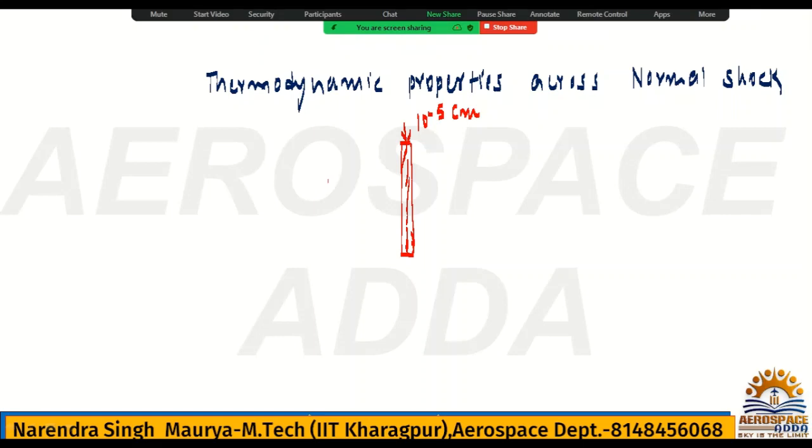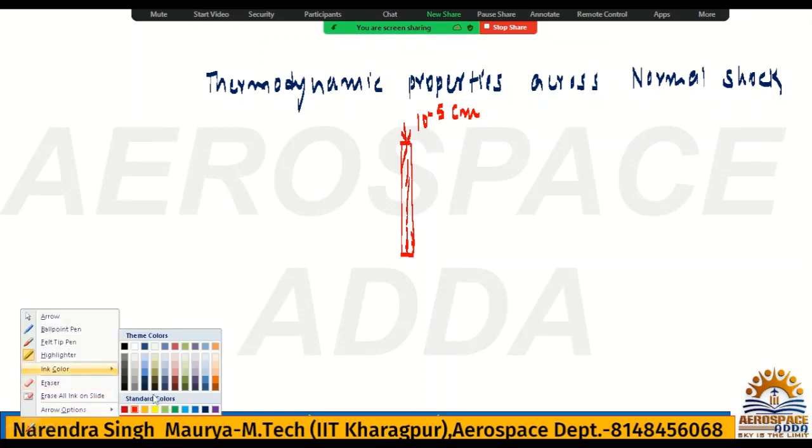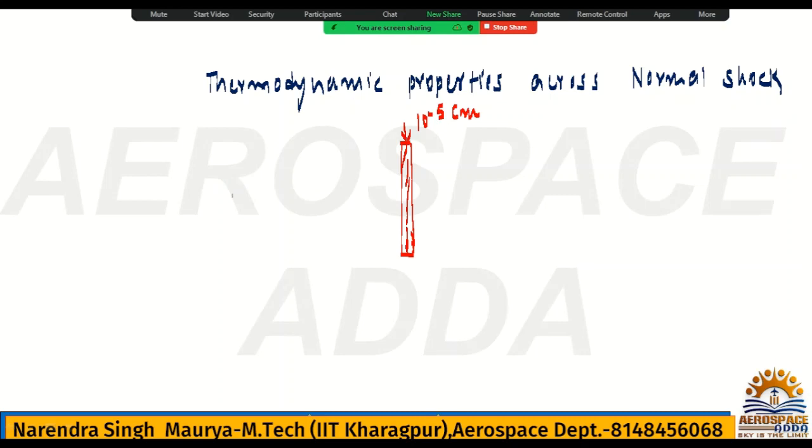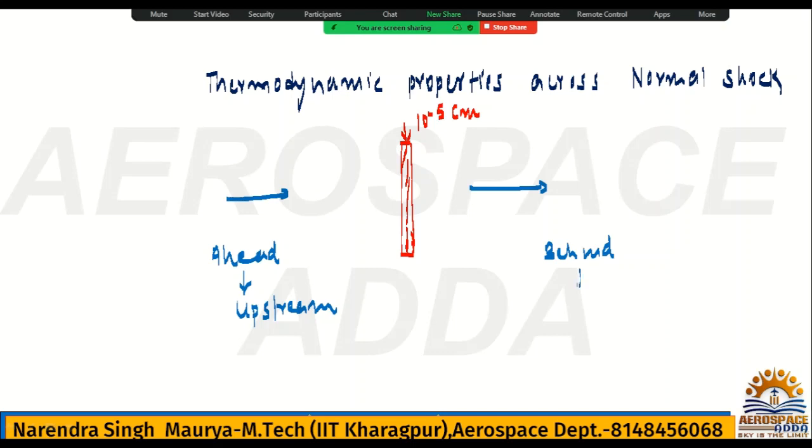Now I just want to show you the thermodynamic properties. So it is now very clear when the shock will form. That shock will form when there is supersonic flow. That also we had seen last lecture. So I can say this is the flow here, and this is the flow behind the shock. This is ahead of the shock, or sometimes called upstream, and this is behind the shock, or sometimes called downstream.